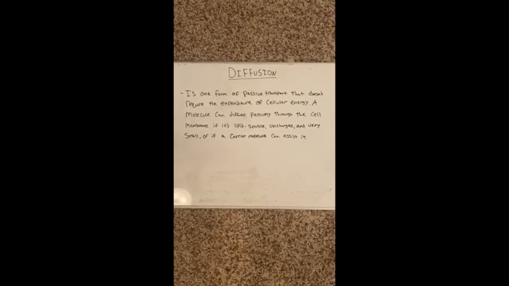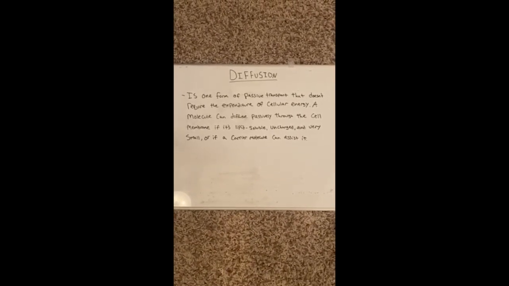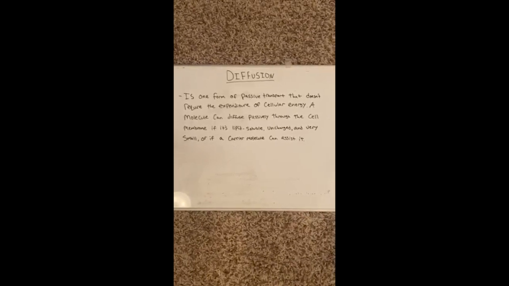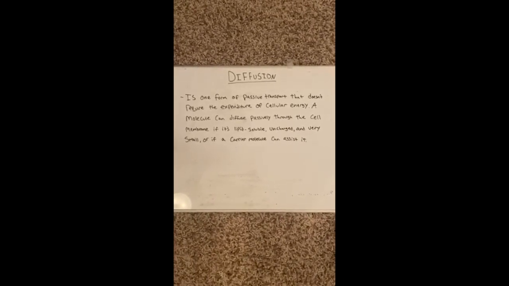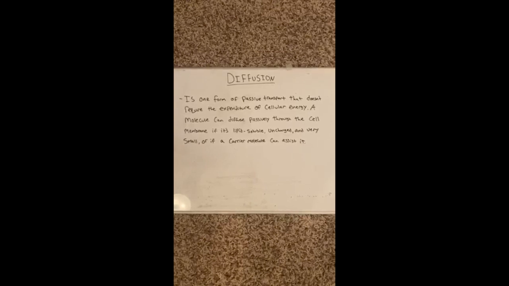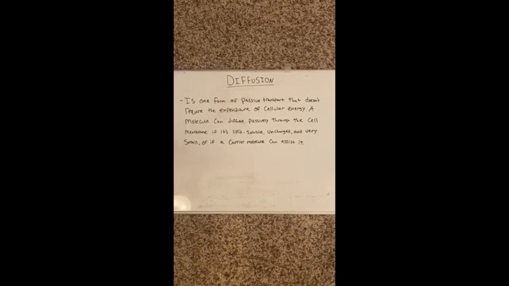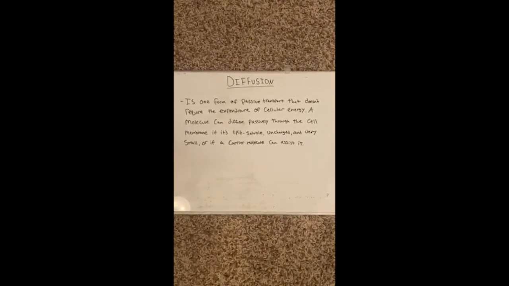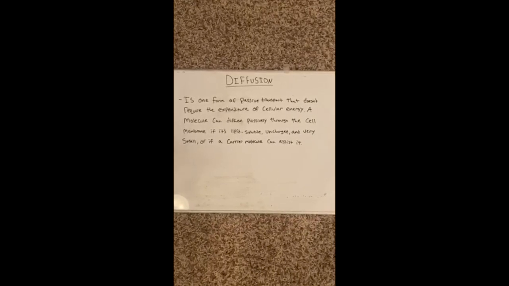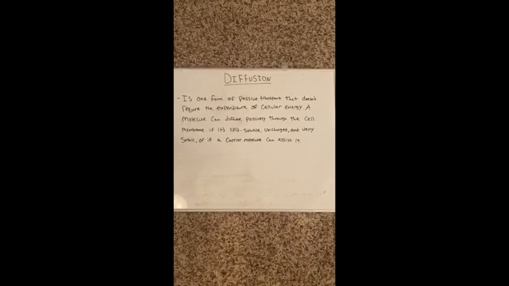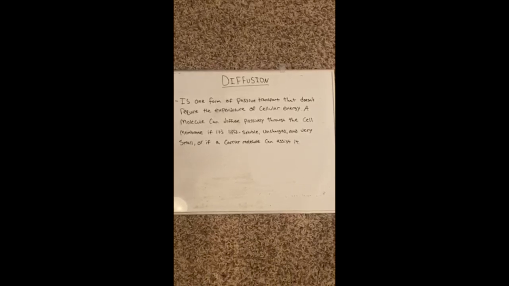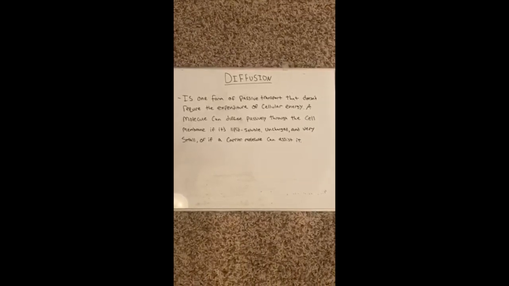Next, we have diffusion. It's one form of passive transport that doesn't require the expenditure of cellular energy. A molecule can diffuse passively through the cell membrane if it's lipid soluble, uncharged, and very small, or if a carrier molecule can assist it.